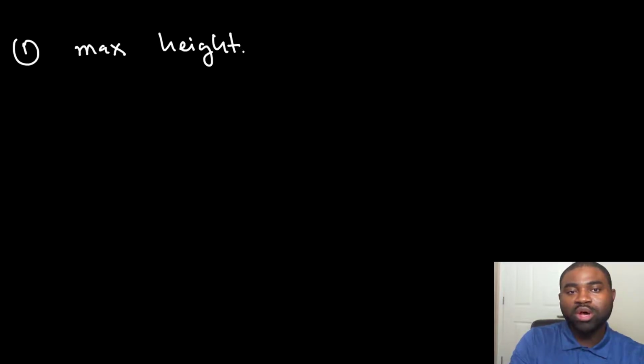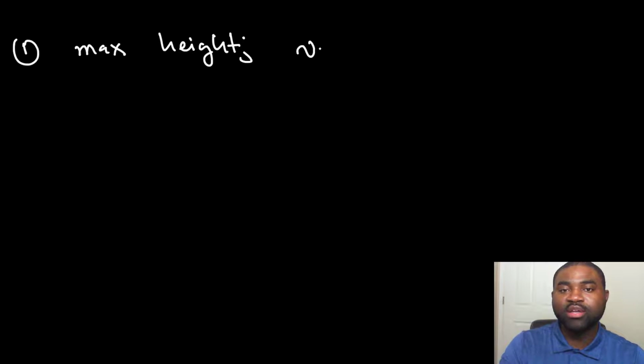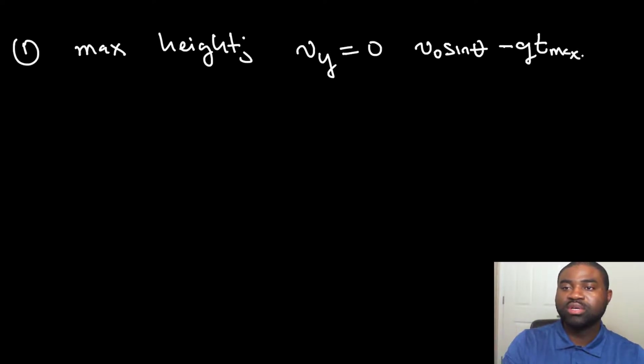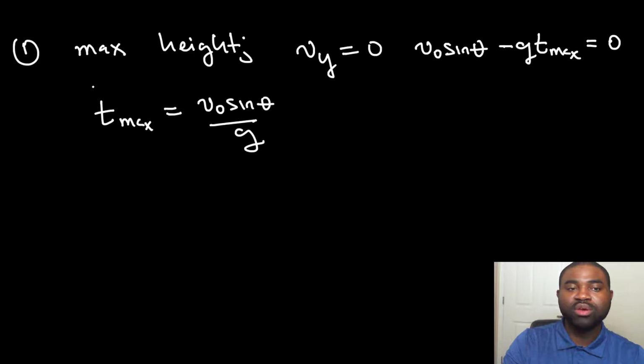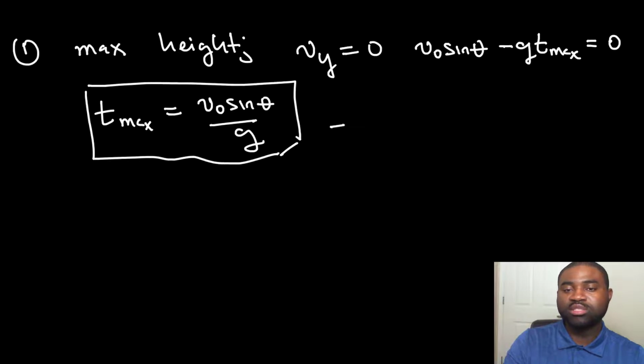So the first question is, we need to determine the maximum height. So what do we know happens at maximum height? At maximum height, Vy is 0. What does that mean? That means that V naught sine theta minus g t max is 0. So the time to reach maximum height, T max, is going to be equal to V naught sine theta divided by g. So this expression gives us what we need to calculate the maximum height.